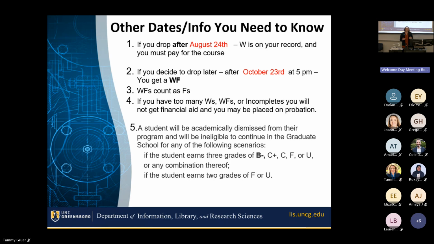There is a path after the 23rd where we can make an argument for dropping you under extenuating circumstances, which would avoid putting the WF on your record. But you need to talk to me, you need to talk to your advisor if that's the situation that you find yourself in. If you just go in and pull yourself out of the class, you're going to get a WF on your transcript after October 23rd, and that will count as an F in regards to your academic progress.